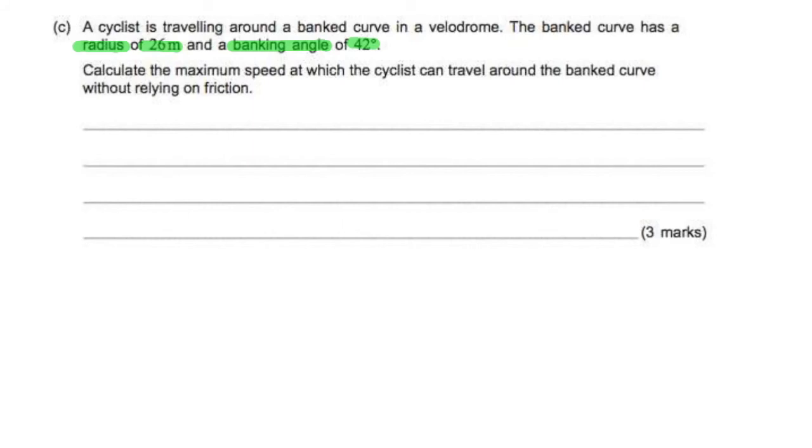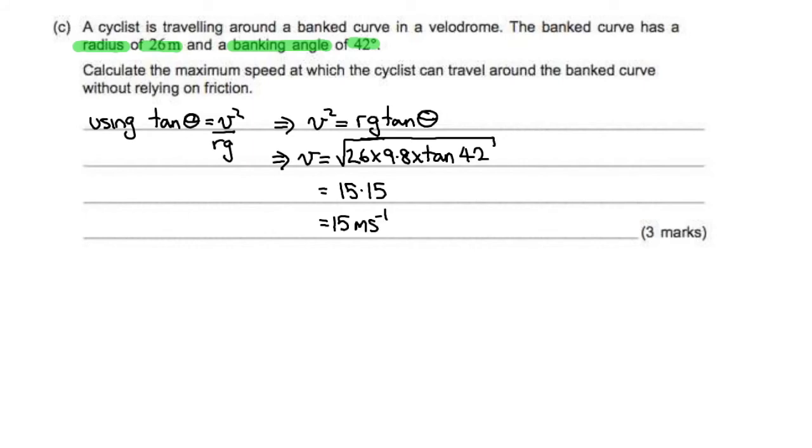Part C requires us to determine the maximum speed of the cyclist if they're going around a banked angle of 42 degrees, which has a radius of 26 meters. To answer the question, I'm going to use the formula we derived above, which is tan theta is equal to v squared on rg. Now, by rearranging, v squared is equal to rg tan theta. I'm then taking the square root of the right-hand side, and I've inserted the figures for each of the values, so that v is equal to the square root of 26 times by 9.8 times by tan 42.